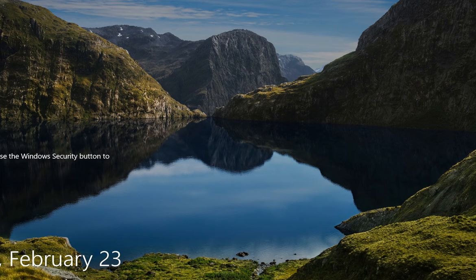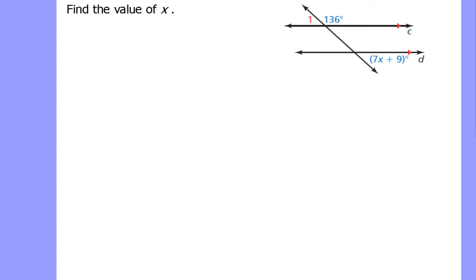Well, how did I make that conclusion? Because 7x plus 9 and 44 are alternate exterior angles. Alternate exterior angles are congruent, so I can set them equal to one another. So now I would say same approach, subtracting 9 on both sides, and you see that we still get x equals 5 in the end.